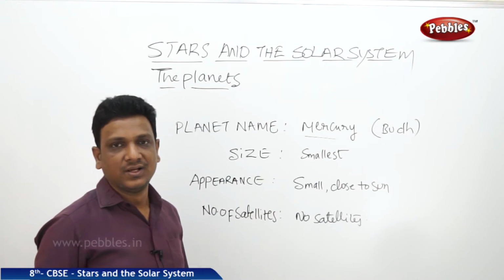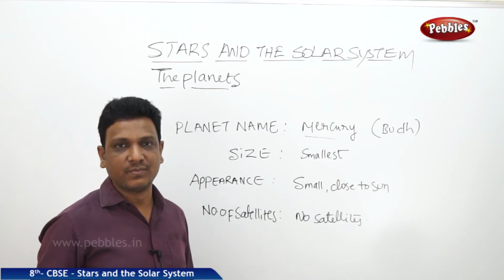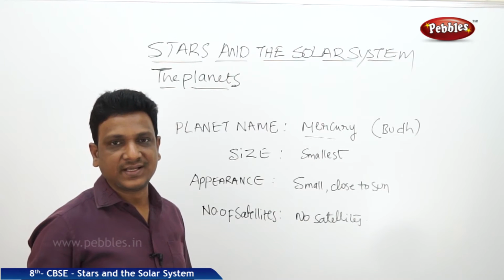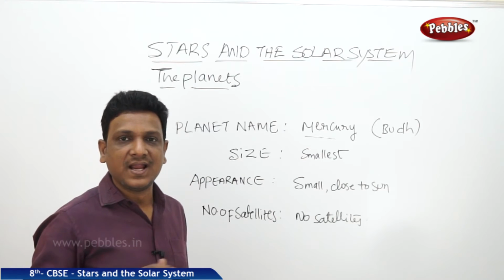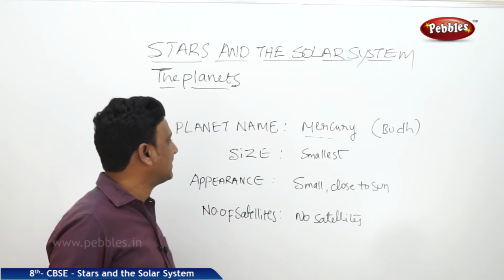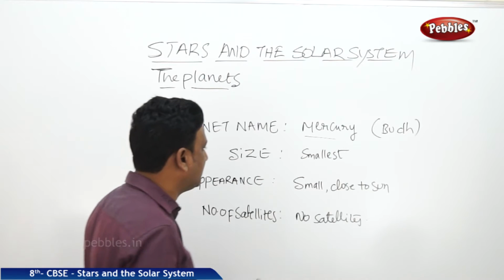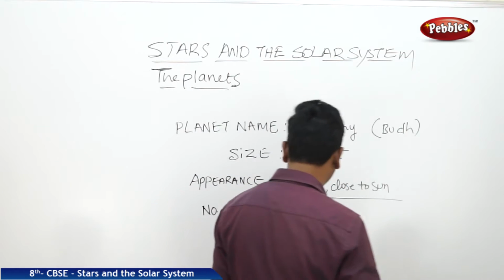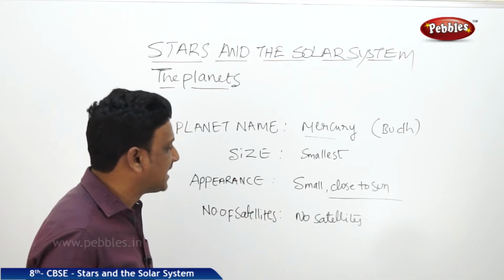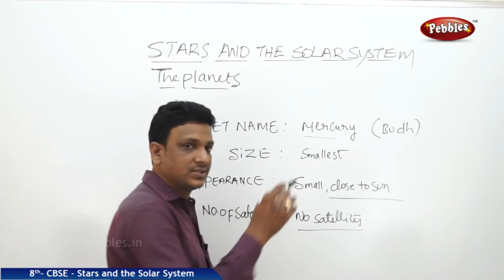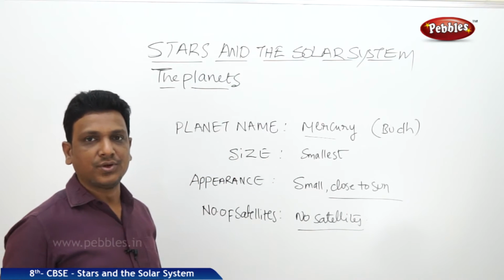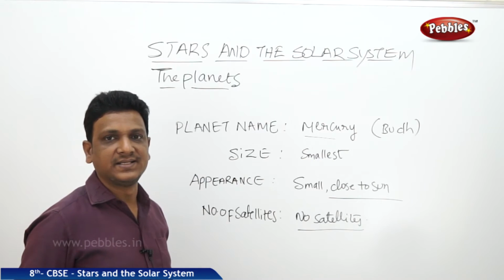the horizon. To see that, the area must be clear of trees and buildings. Just like places where you find a seashore, where you can see the horizon, at those points you can see this particular planet Mercury. It is small and close to the Sun, and there are no satellites to this planet. So this planet does not contain any satellites.